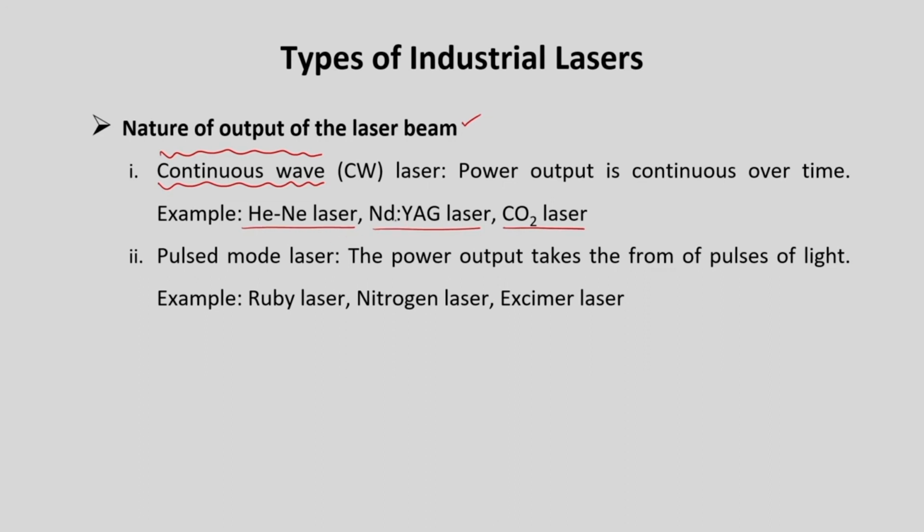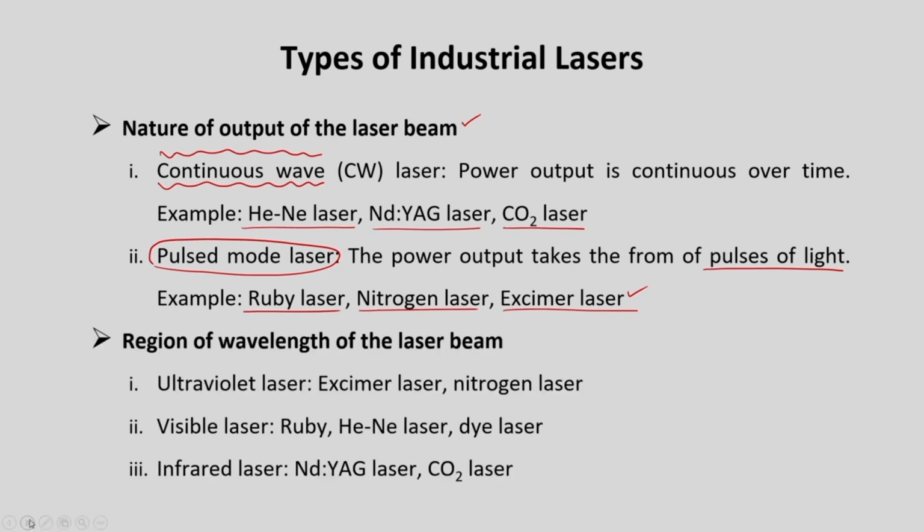Some of the solid lasers such as Nd:YAG can also be available in pulse mode. When we apply the power in pulses in a discrete manner, that is called a pulse mode laser, in the form of pulses of light. The ruby laser, nitrogen laser and excimer lasers are some examples of the pulse mode laser.